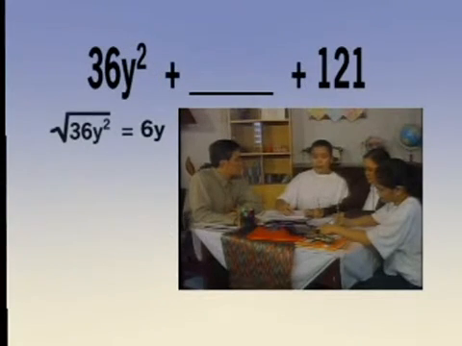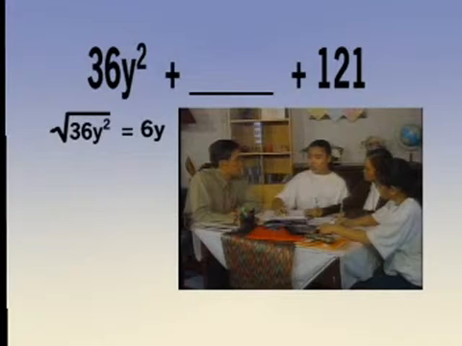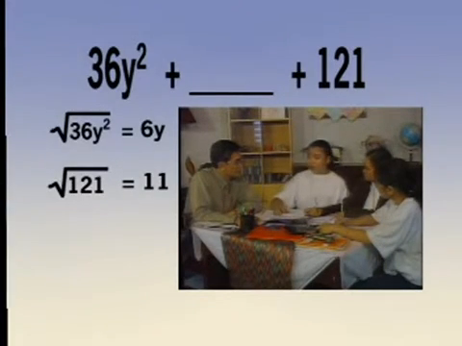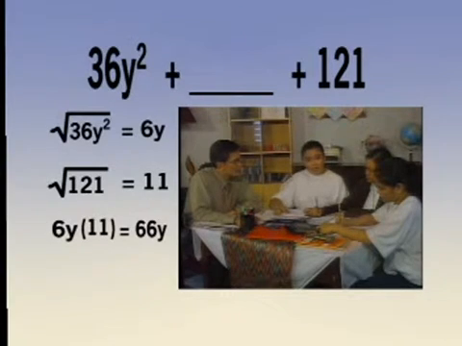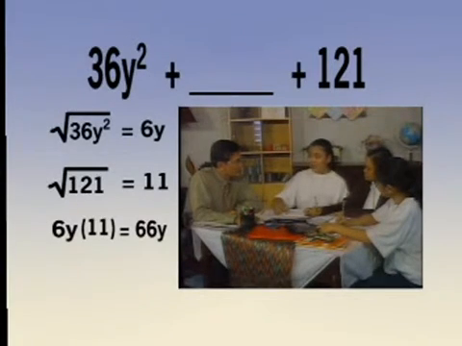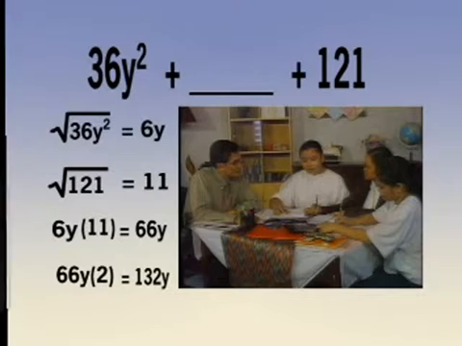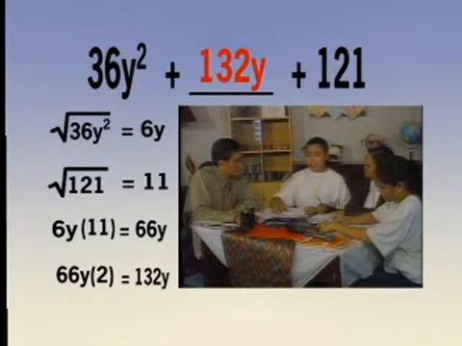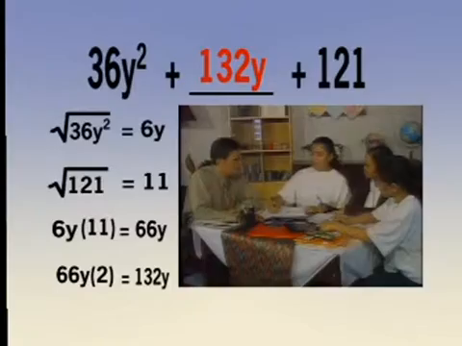The square root of 36y squared is equal to 6y. The square root of 121 is equal to 11. 6y times 11 is equal to 66y. Double this product: 66y times 2 is equal to 132y. The trinomial is 36y squared plus 132y plus 121.